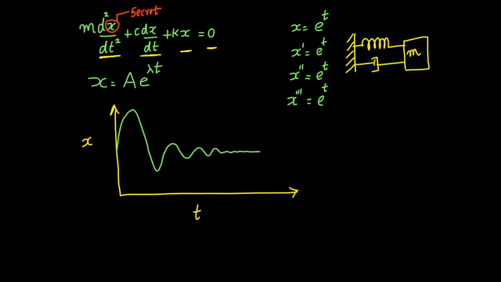There is another possible type of solution where the amplitude may die down a little slowly, like this. Not as slow as the oscillation, but you can see there is no oscillation in this case. It's just dying down. There is no oscillation. This is also a possible type of solution.